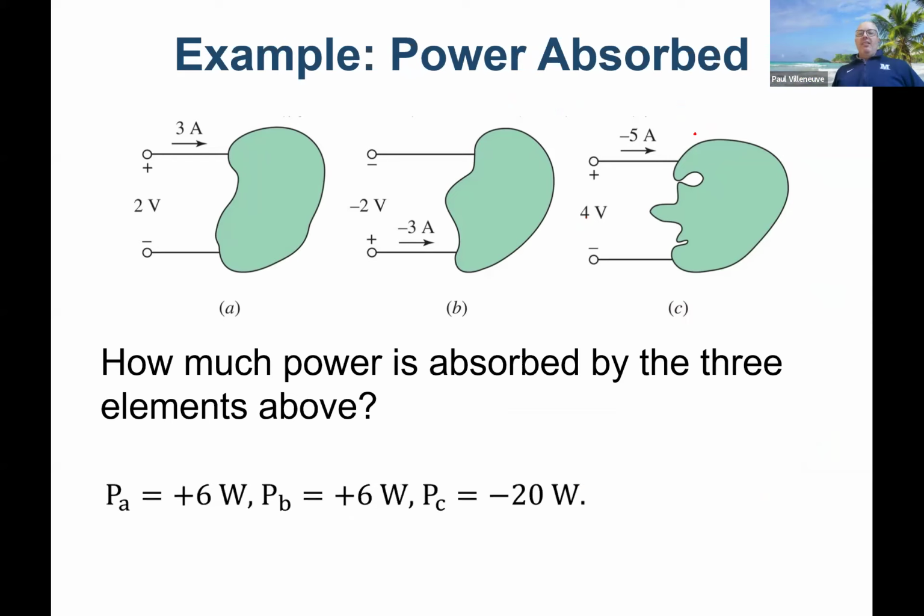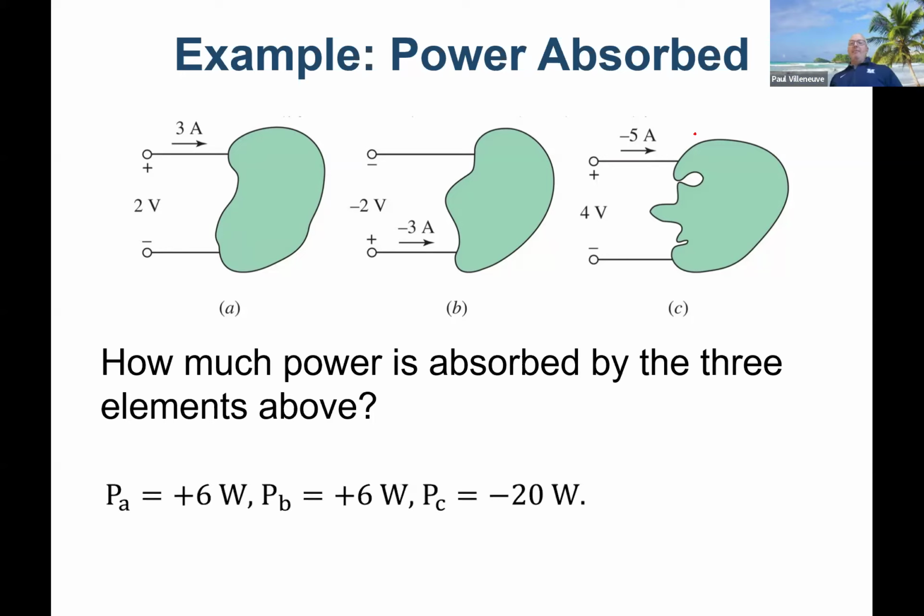We can see that the blob in A is going to consume 6 watts or supply 6 watts? Well, we know VI is 3 times 2, so it's 6. And it is absorbing power because in the direction of current, the voltage is decreasing.